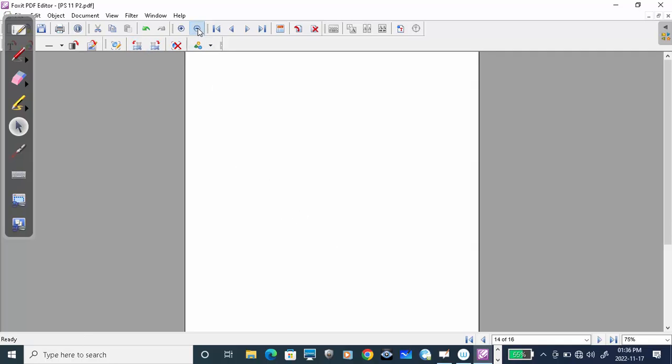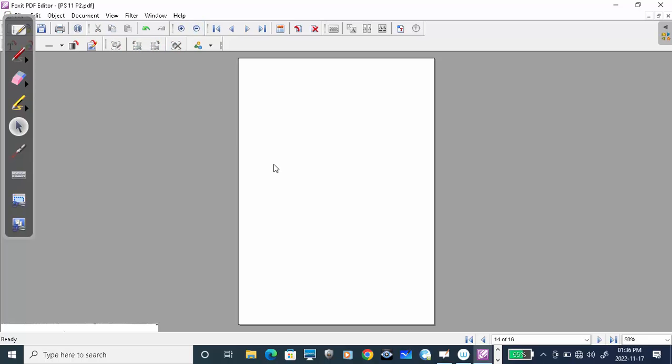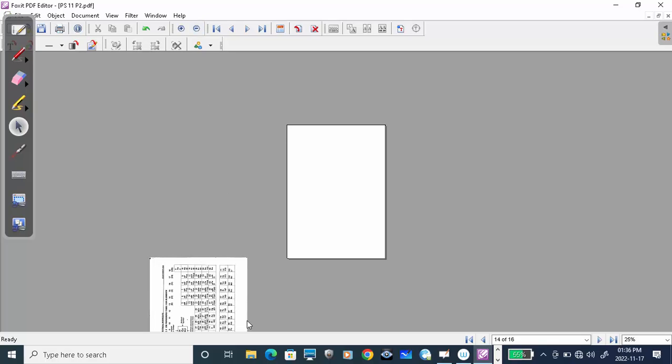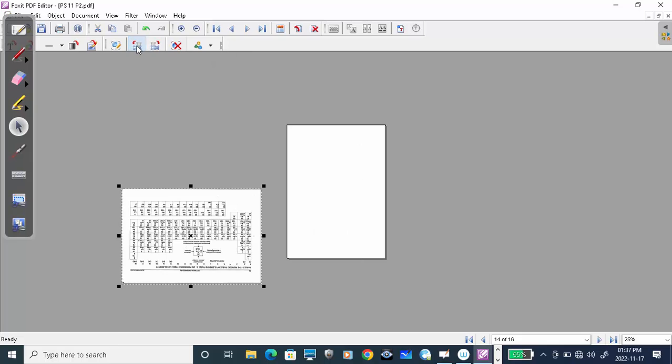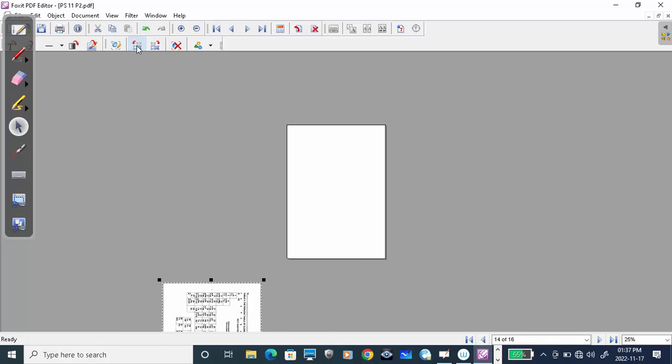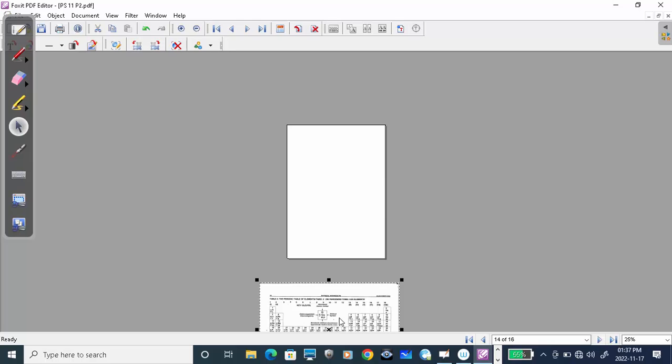There's my periodic table now. Yeah, now it's in the right position.